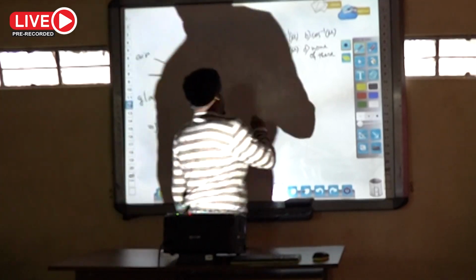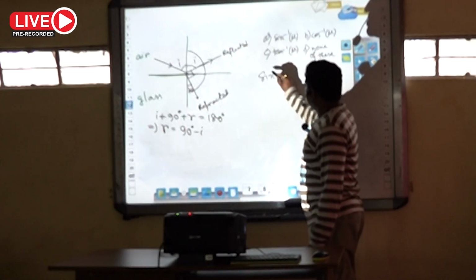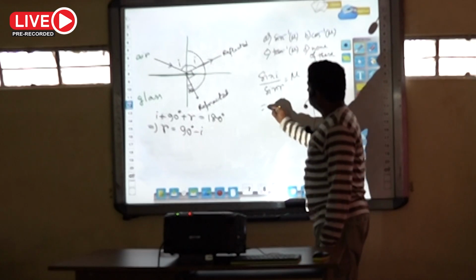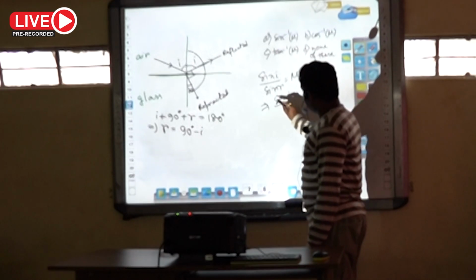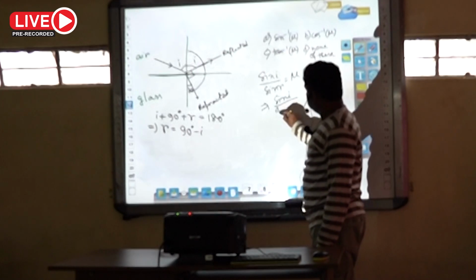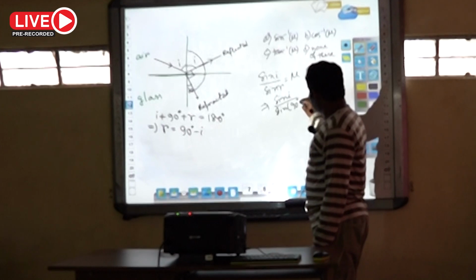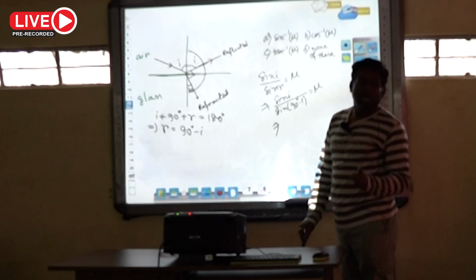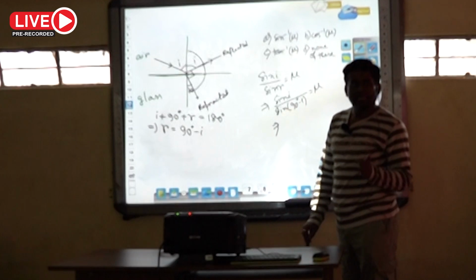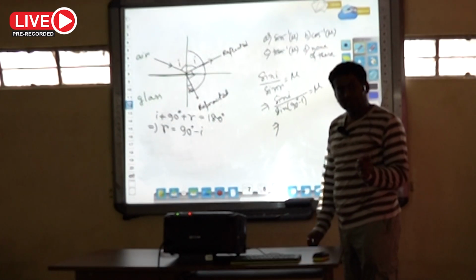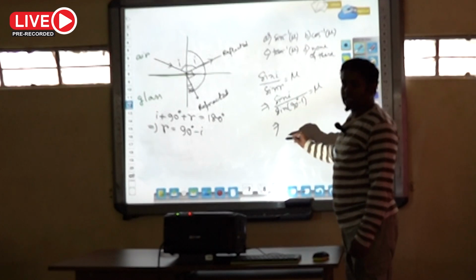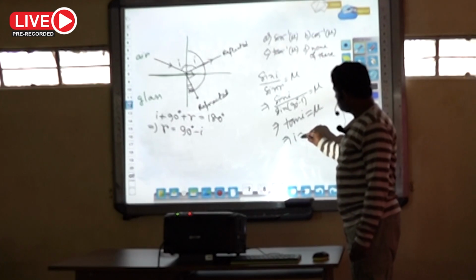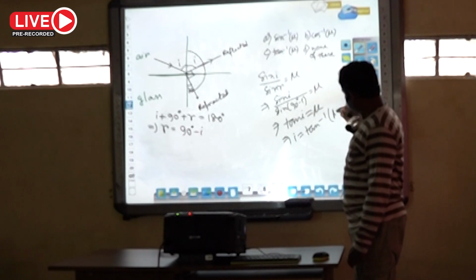Then apply Snell's law. Sin I by sin R is equal to mu. Then it is sin I by sin of 90 minus I. But sin of 90 degrees minus I is cos I, from the complementary angle. So sin I by cos I is tan I. So I equals tan inverse of mu. That is the correct answer.